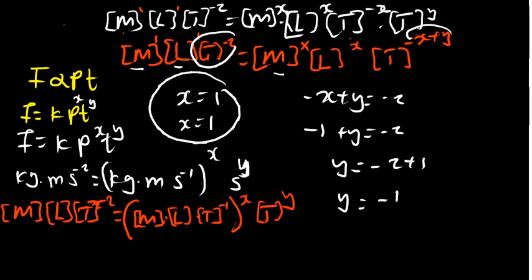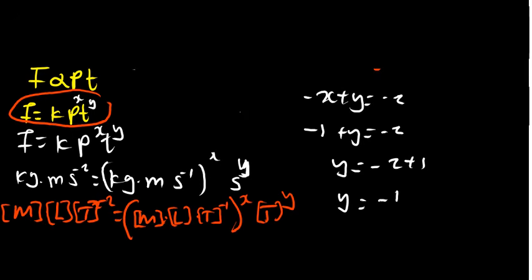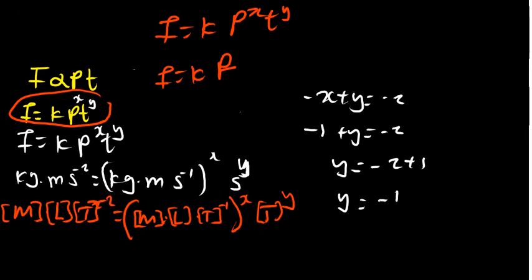Our equation is, this is our original equation. So we just plug in the values of x and y, then that is the expression which they want. So I'm going to get rid of this, and then we are going to say that the force is going to be equal to k p^x t^y. So where there is x, let's plug in the values now.